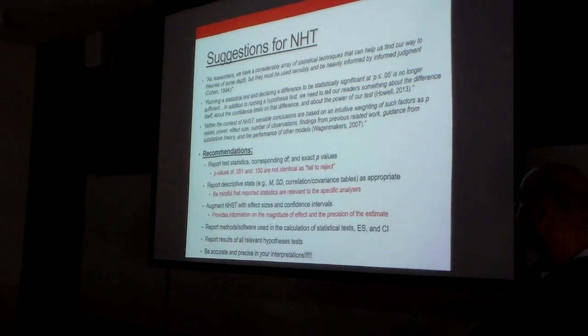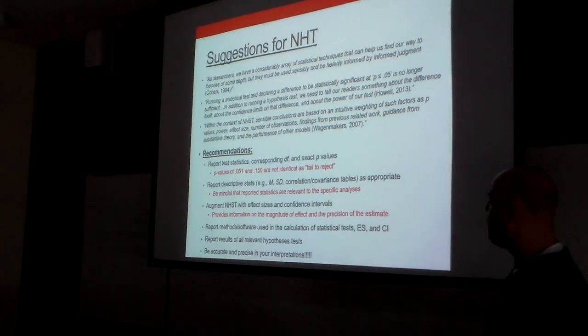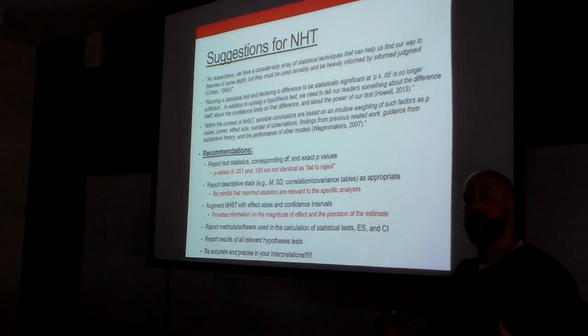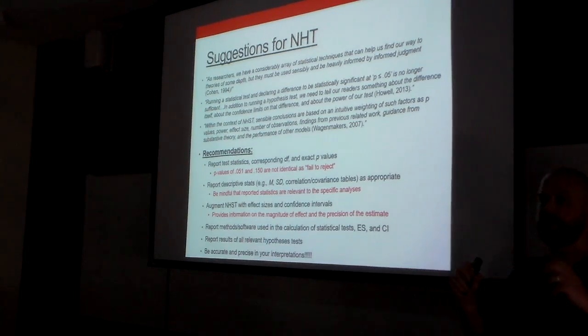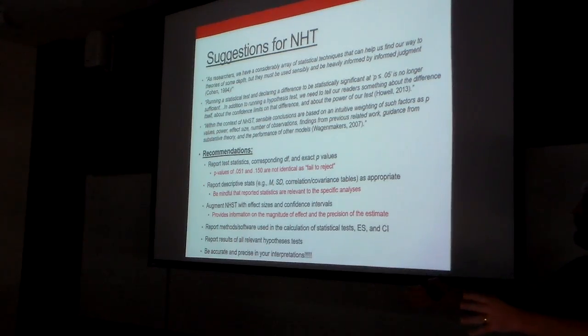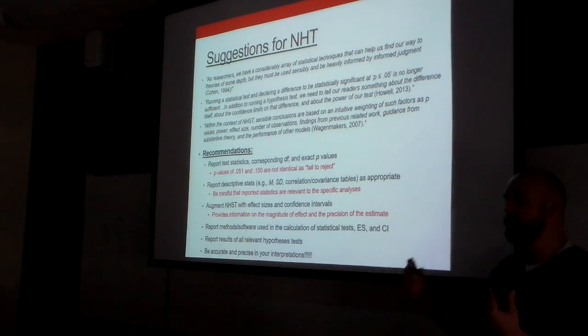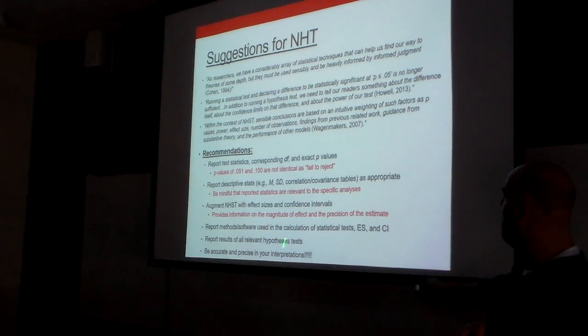So, recommendations: report your test statistics, corresponding degrees of freedom, and exact p-values. Knowing that p-values of 0.051 and 0.150 are not the same thing, right? People get really worked up about talking about marginal effects, but at the end of the day, p equals 0.049 is not any different than p equals 0.051. So, you should understand that, right? Reporting descriptive statistics.